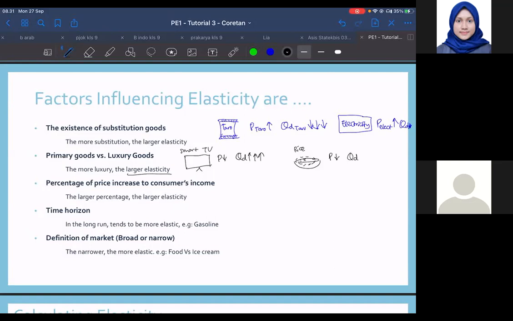Untuk menampung nasinya itu gitu ya. Jadi kayak ya pasti nanti the quantity demanded of rice-nya bakalan naik, tapi naiknya only by a small amount gitu.